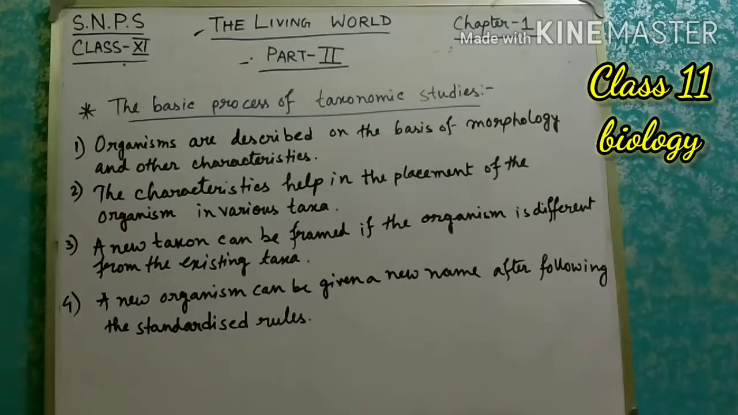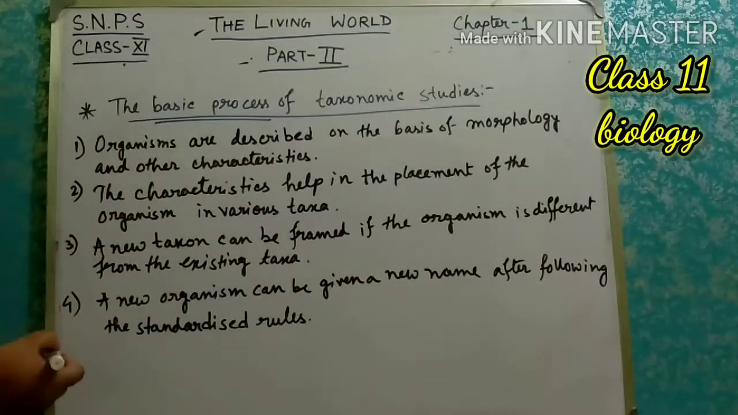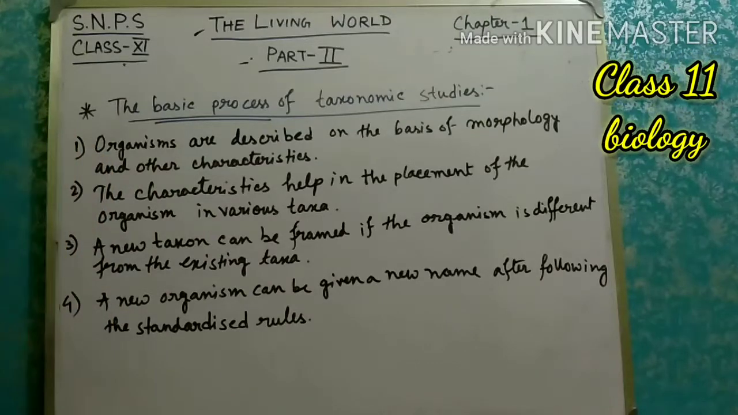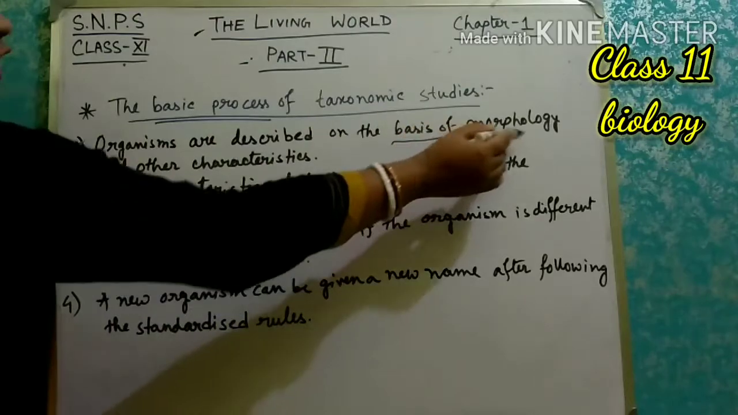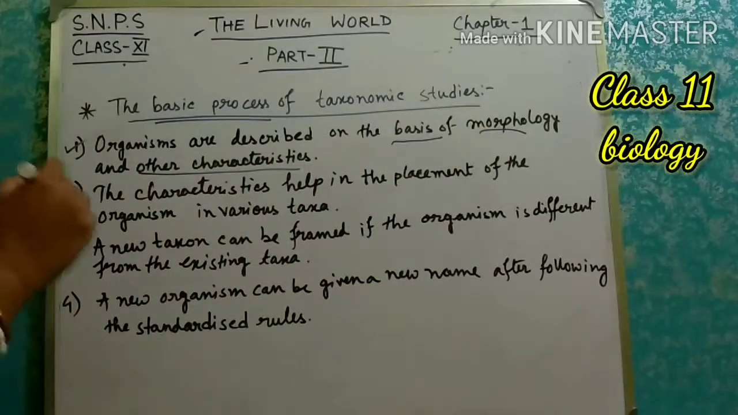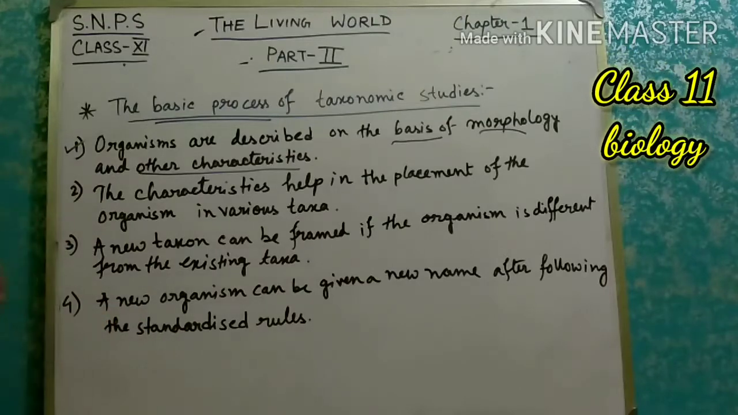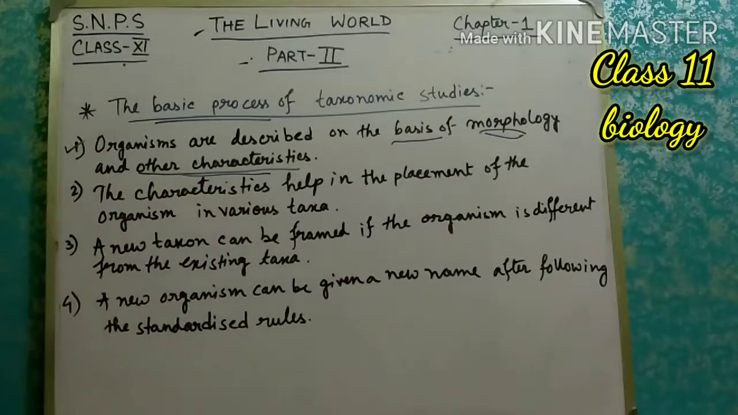So now we will see about the basic process of taxonomic studies. So what is the process? Organisms are described on the basis of morphology and other characteristics. Means organisms are described in taxonomy on the basis of their morphology and other characteristics.